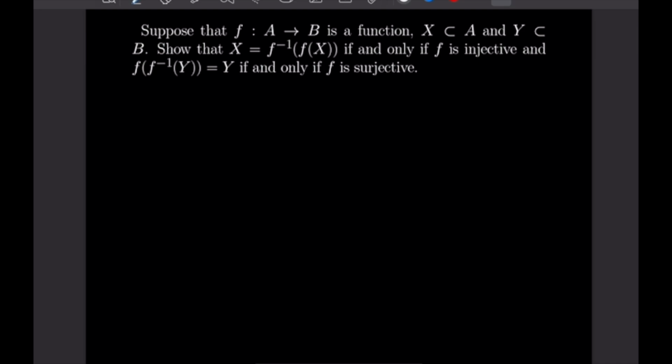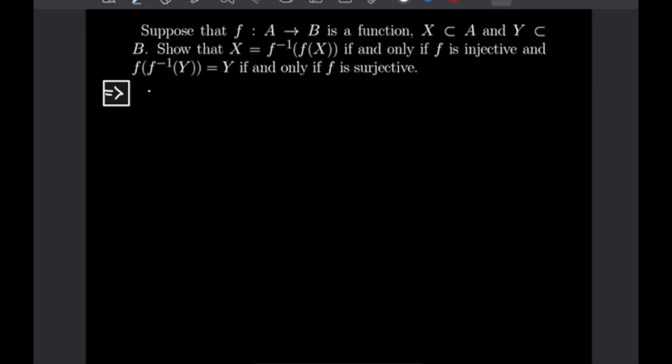And we're going to do the forward direction first. So we're going to start with the assumption that X is equal to the preimage of the image of X, and we want to get to the point where f is proved to be injective. And then we'll do the reverse proof, where we start with the assumption that f is injective and get to the point where X is equal to the preimage of the image of X.